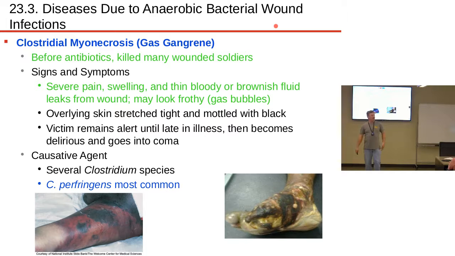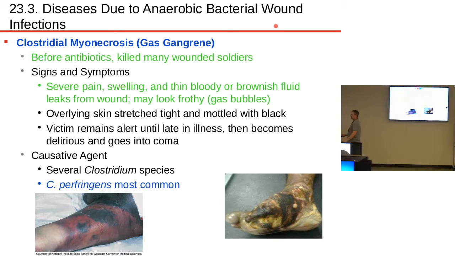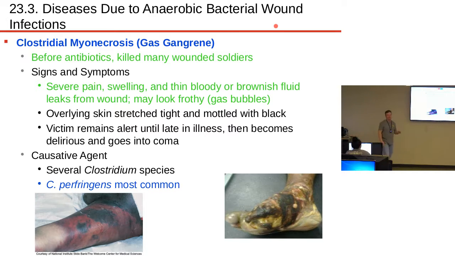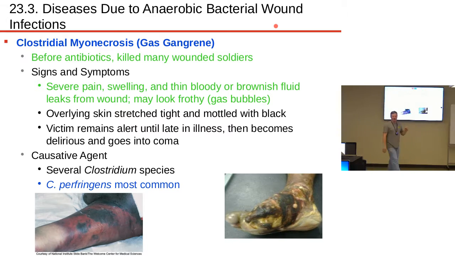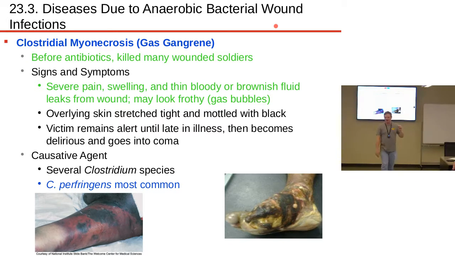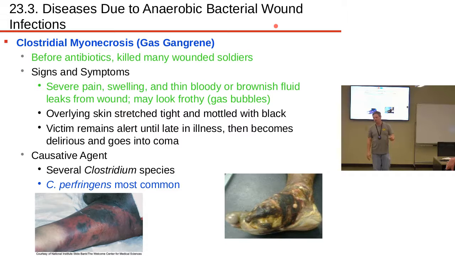So the causative agent can be a lot of different variations of Clostridium. So remember, anytime you see the genus Clostridium, Clostridiums are always anaerobic. They are always found in the soil, and they also can form endospores. Those are key pieces of what makes a Clostridium a Clostridium.